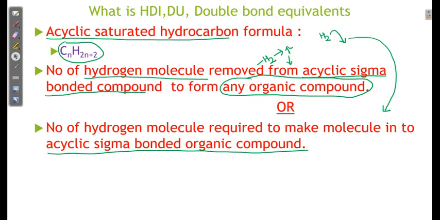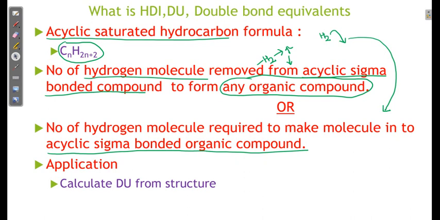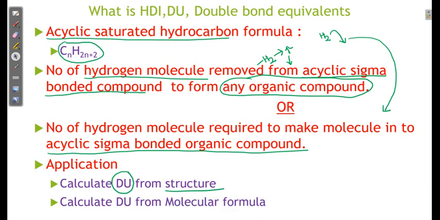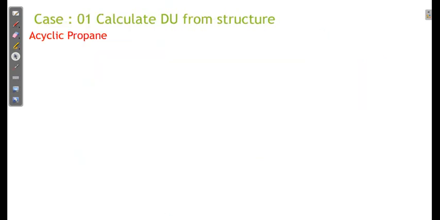If it is not clear here, ahead we will see this example and understand the hydrogen deficiency index. So where is it useful? I have bifurcated this lecture or video into two parts: one, calculate DU from the structure, and two, calculate DU from the molecular formula. So let us go ahead and see how it is useful and how to calculate.